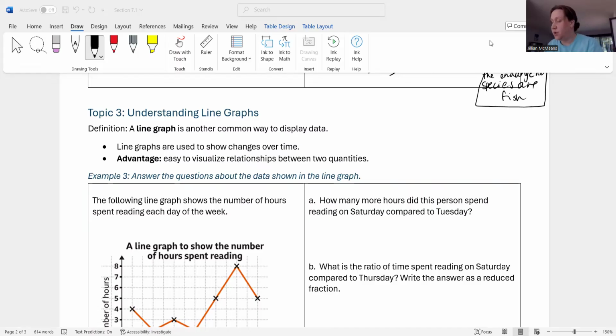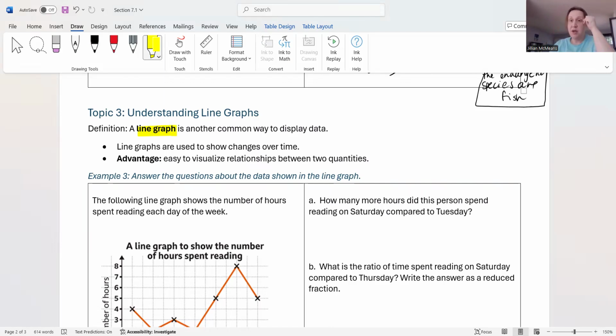For topic three, we're going to look at understanding line graphs. So that's going to be our next type of visual representation, a line graph. As a definition, a line graph is another way to display data. That's not terribly shocking. But line graphs are used to show changes over time.